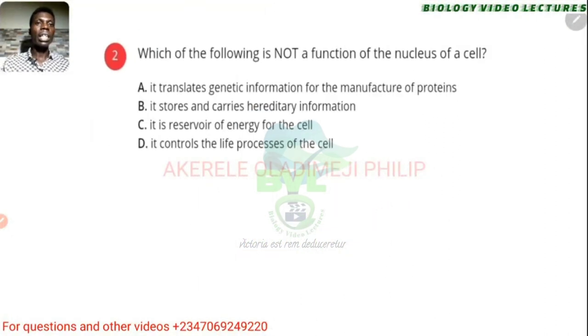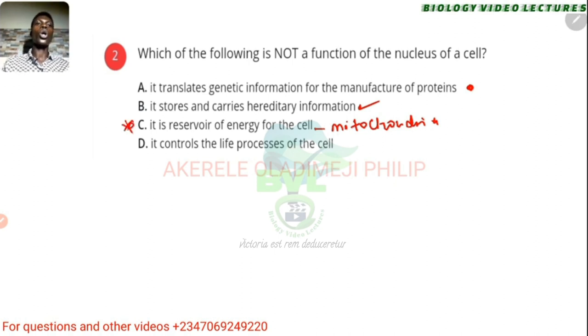All right. Now, which of the following is not a function of the nucleus of a cell? I always advise students to do this: try to eliminate the ones you know cannot be the answer. The ones that are closely related, you can think more on. It says here, it translates genetic material for the manufacture of protein. That made sense to some extent. Let me put that on hold. It stores and carries hereditary material. That is part of the function of the nucleus. It is a reservoir of energy for the cell. Well, the organelle that does that is the mitochondria, plural mitochondria. So that doesn't look like a nuclear function, so I'm going to put that there.